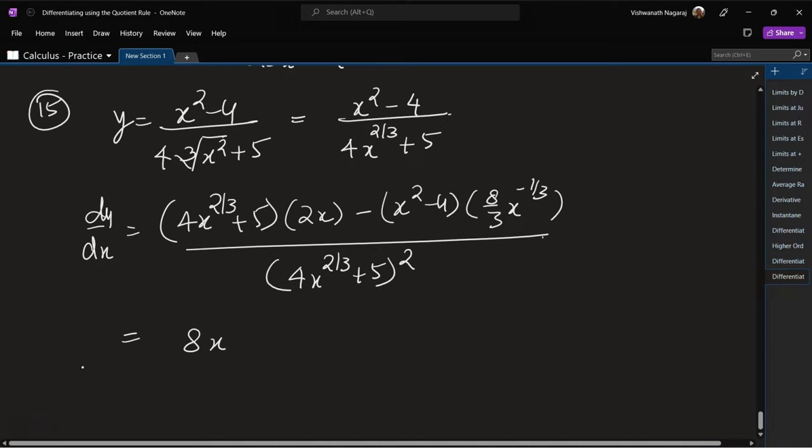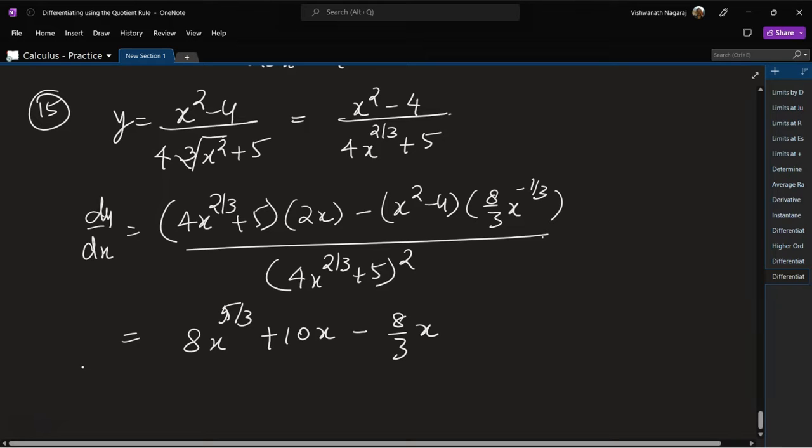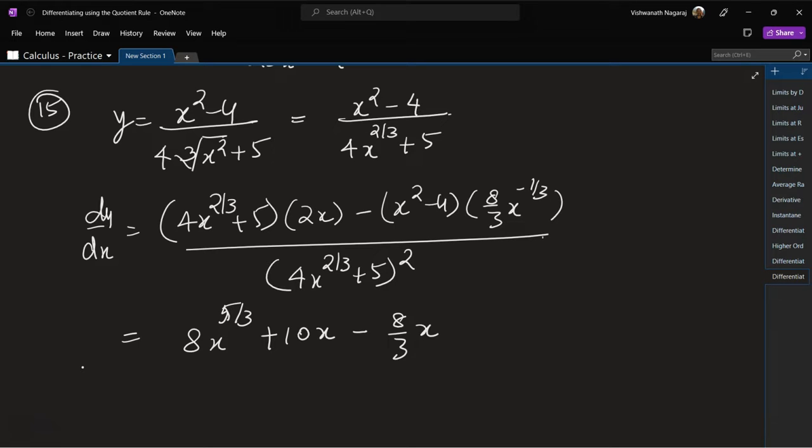8x to the power of 2 by 3 plus 1. So 3 plus 2, 5 by 3. And then plus 10x minus 8 by 3x to the power of 2 minus 1 by 3. So 2 minus 1 by 3 is 6 minus 1 by 3. So 5 by 3 plus.